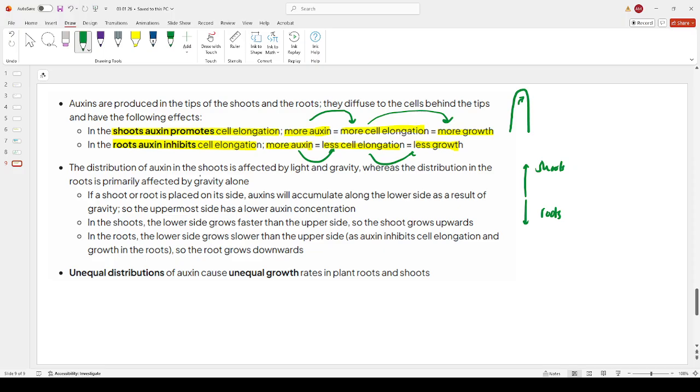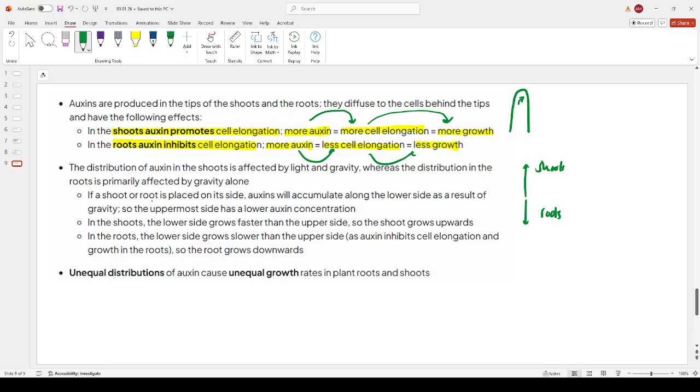The distribution of auxins in the shoots is affected by light and gravity, whereas the distribution in the roots is primarily affected by gravity alone. So if a shoot or root is placed on its side, auxins will accumulate along the lower side as a result of gravity. So the uppermost side has a lower auxin concentration. That's quite a fully loaded statement there.